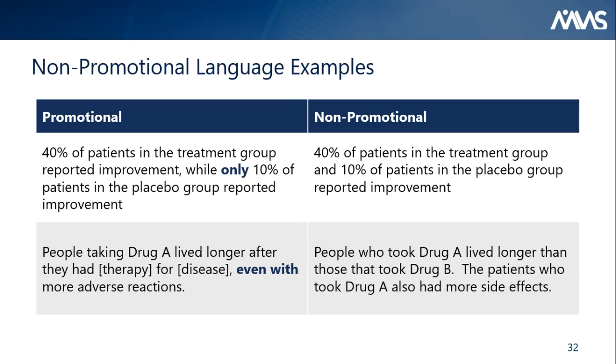And in the second example you can see shown, saying even with could be read as saying that the response of people taking drug A made it worth the increased adverse events. The non-promotional version just states that the people who took drug A lived longer and also had more side effects without adding any qualifiers.